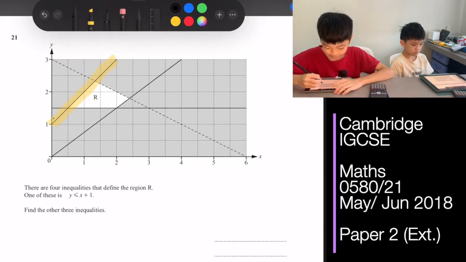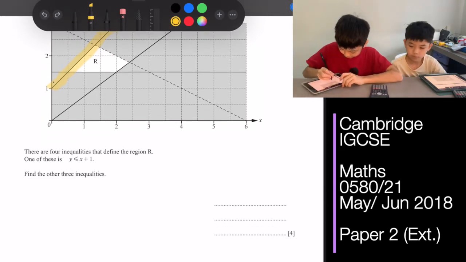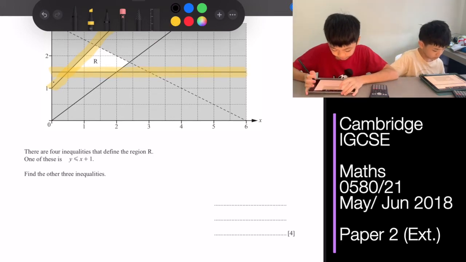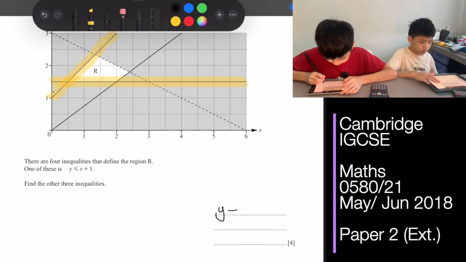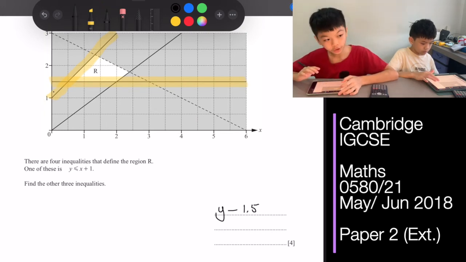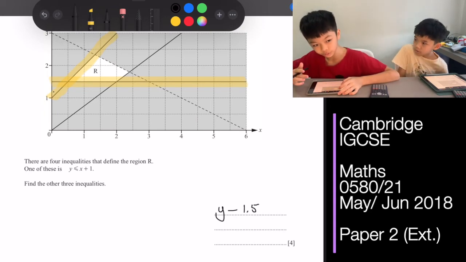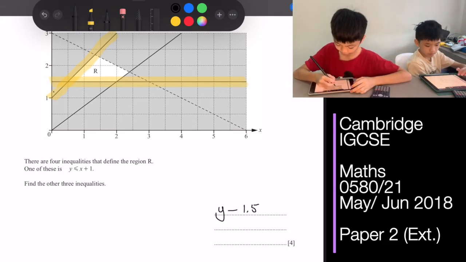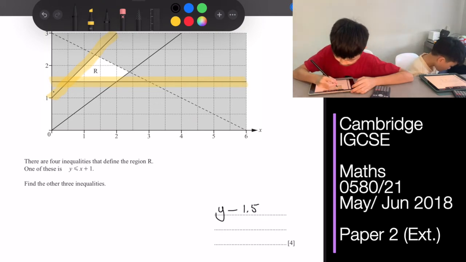Alright, so let's take the simplest one, this inequality over here. To do this, it is simply y equals something. So y equals 1.5. But then we don't know whether it's bigger or equal or smaller or equal. Since it's not dotted, it has an equal there. So since region R is above it, and our previous clue y is smaller or equal to x plus 1, R is here.